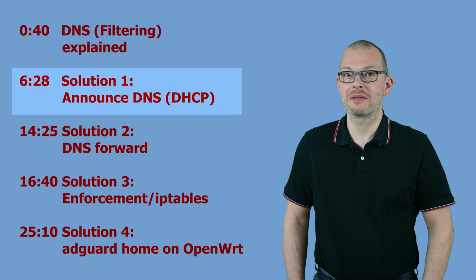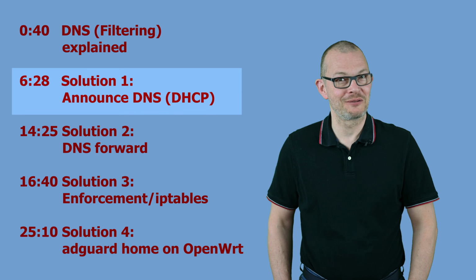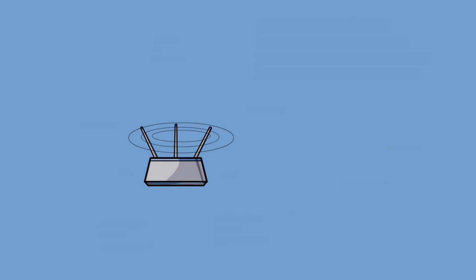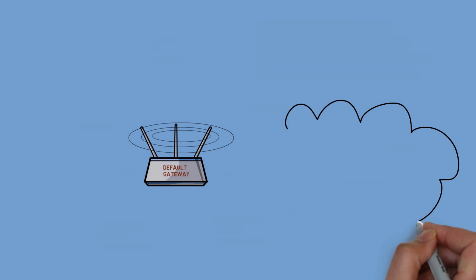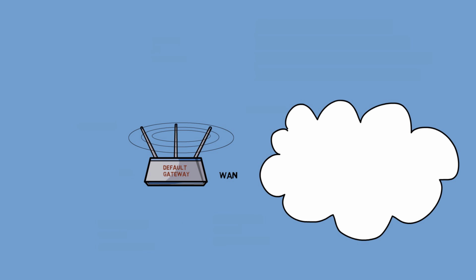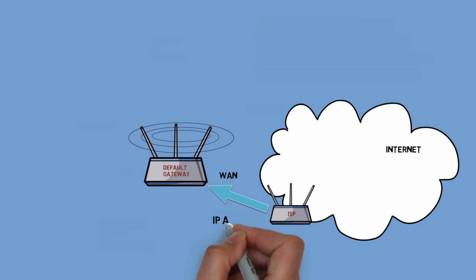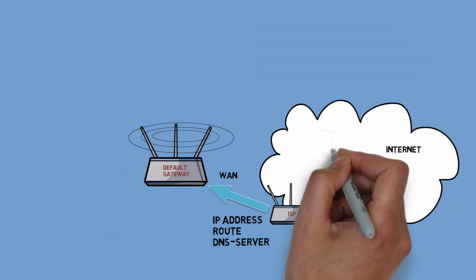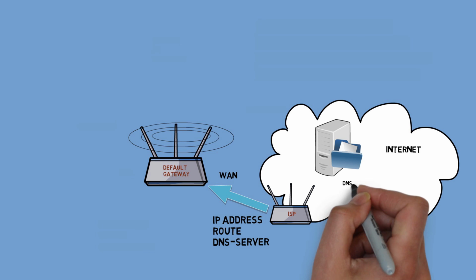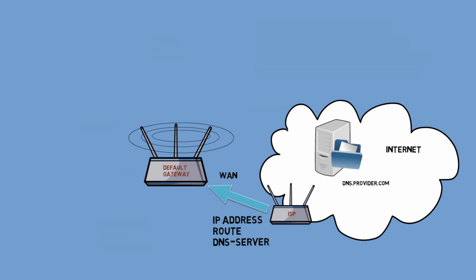Here's how things work in a home network without filtering. Your router is connected to your ISP and hence the internet on the WAN side. It requests a public IPv4 and/or IPv6 address from your ISP. It also receives an announcement which DNS server to use. Let's call it dns.provider.com.